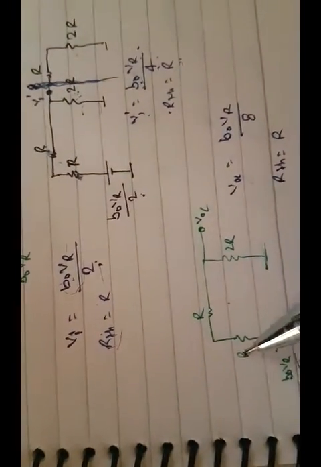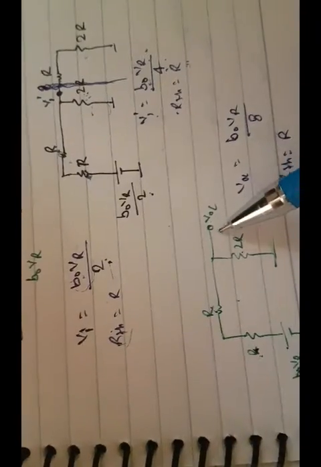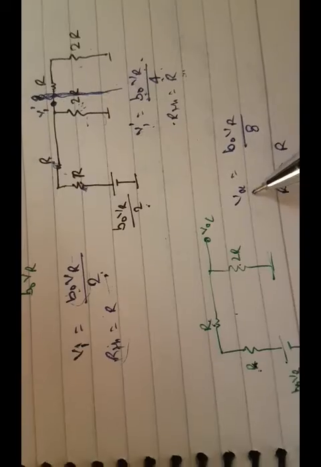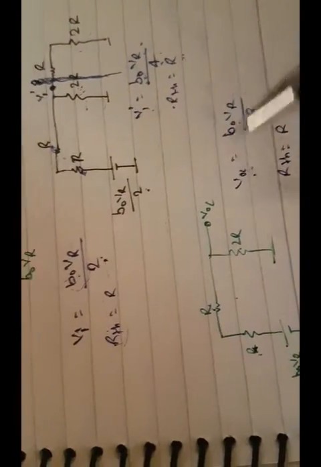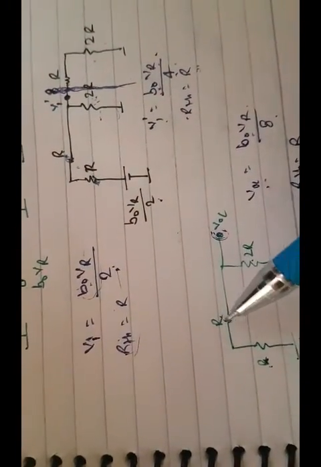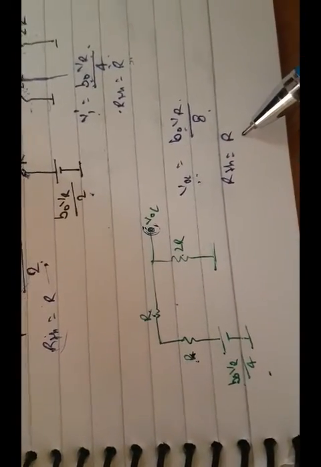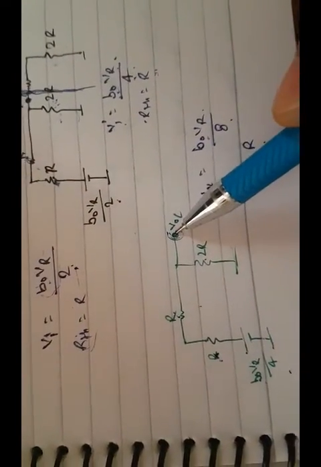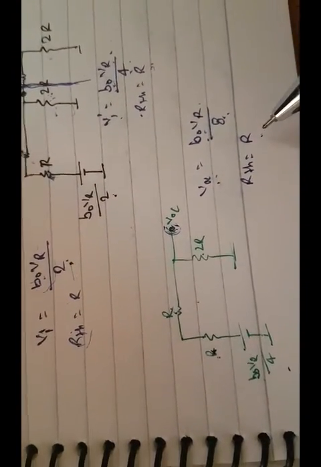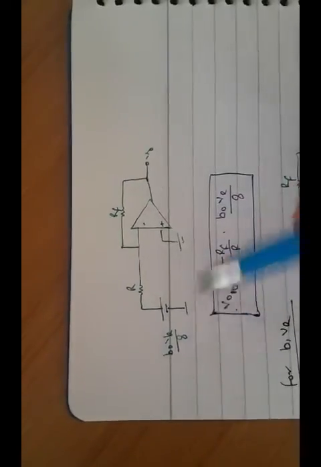Again R and R in series, so the total resistance is 2R. The open terminal voltage will be this divided by 2, so VOC will be B0 VR by 8. And for this terminal the equivalent resistance, 2R and 2R in parallel, will be R. Finally, at this open terminal we have the voltage B0 VR by 8 and equivalent resistance R. Now we come back to the original circuit.